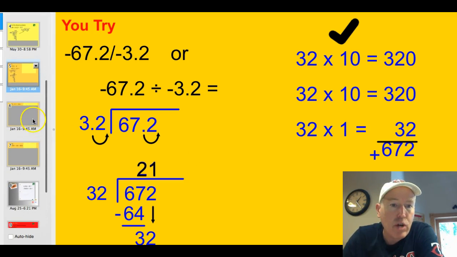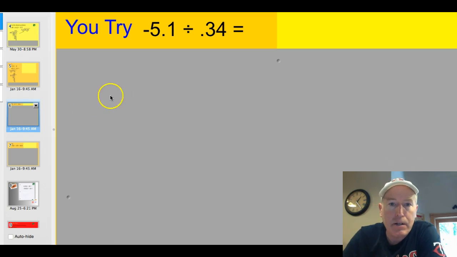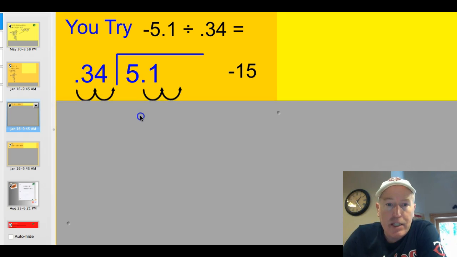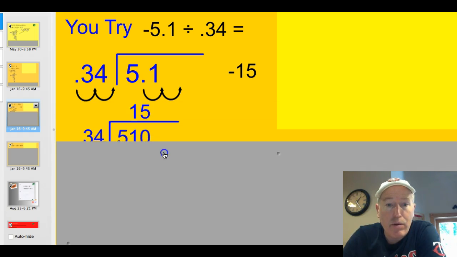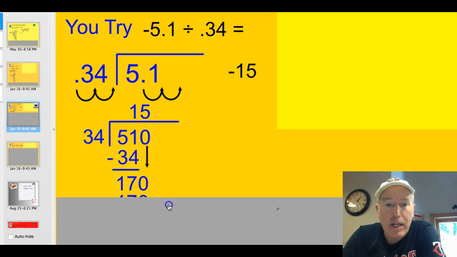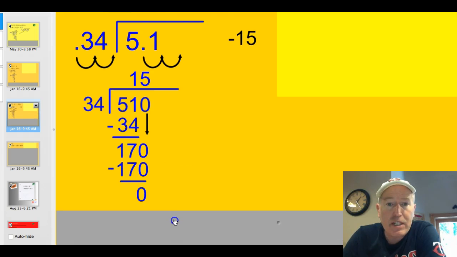All right, let's have you try another one. Negative 5.1 divided by 0.34. Go ahead and pause the video and try. All right, let's see how you did. Well, you should have set it up like this. You're going to have to move the decimal 2 places, and this is going to cause you to put in a 0 here. So you can see how I rewrote that problem. So it's actually 510 divided by 34. And if you worked your way through it, you should have gotten an answer, a quotient of 15.